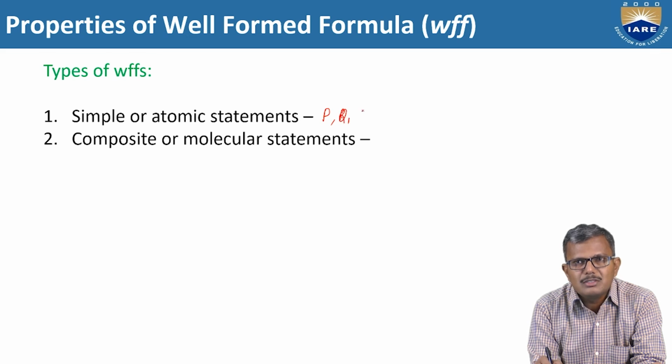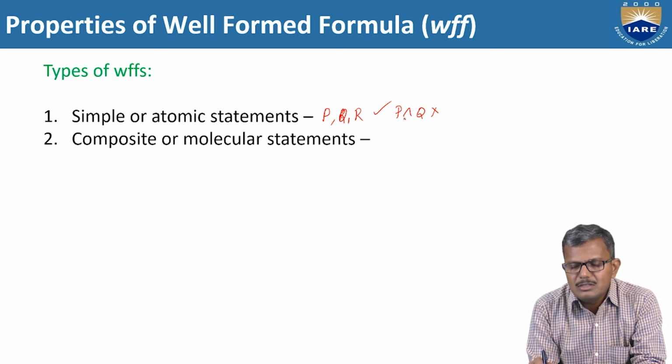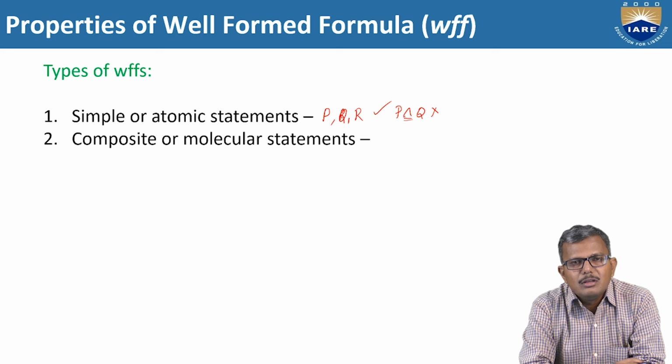Q can be an atomic statement. R can be an atomic statement. These can be atomic statements. But remember, "P and Q" cannot be an atomic statement. Why? Because it has a logical connective symbol, a logical operator. An atomic or simple statement should have only one variable. It is not supposed to have a connector.